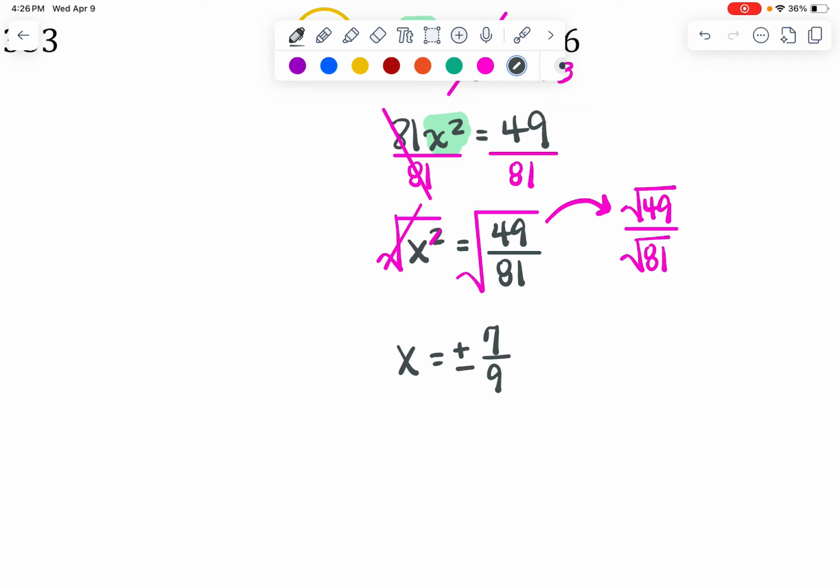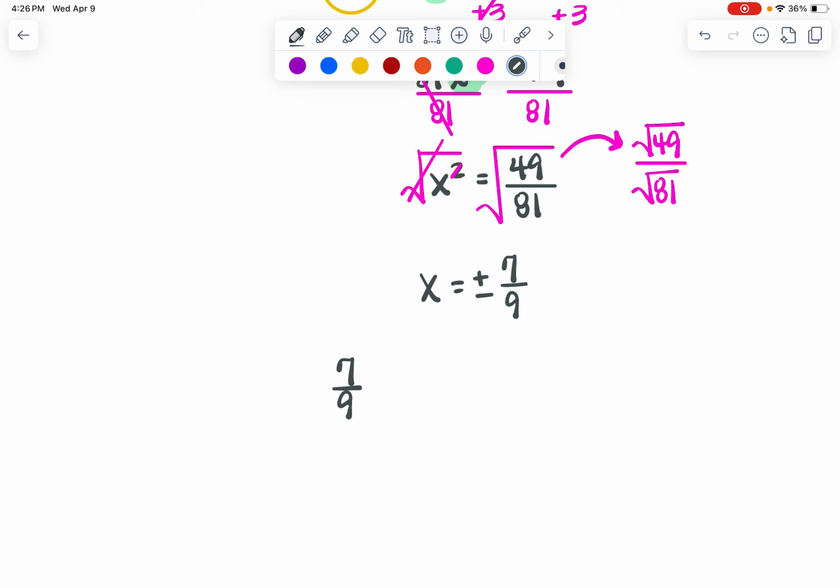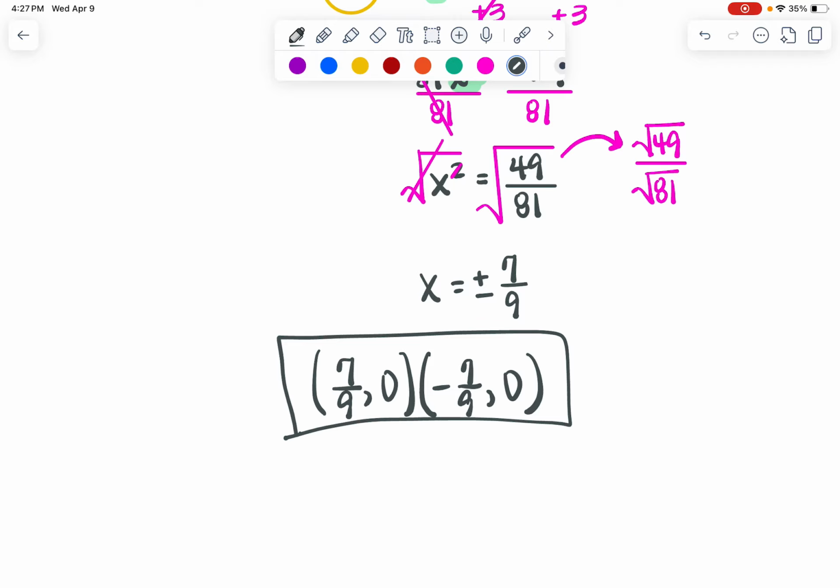But I also don't want to forget my plus or minus because I just solved by square rooting, which means my two solutions are positive 7/9, comma 0 and negative 7/9, comma 0. And those are my x-intercepts.